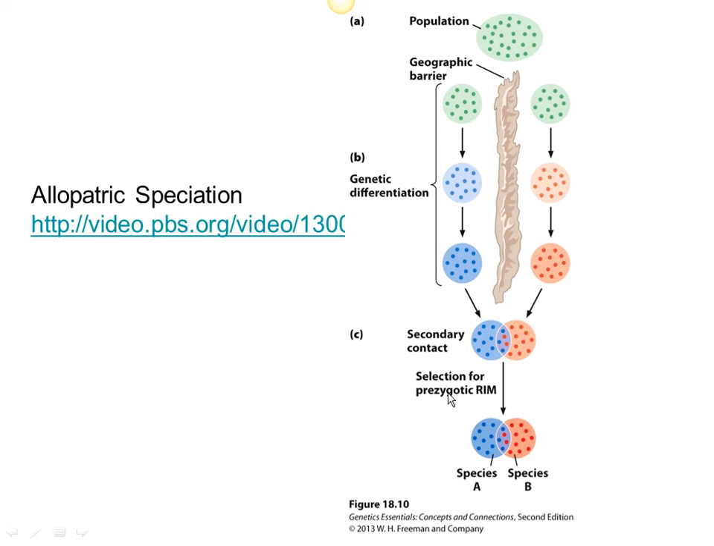So, for example, here they say that there's a prezygotic reproductive isolating mechanism. So one of those barriers now keeps them as separate species. This can take millions and millions of years.